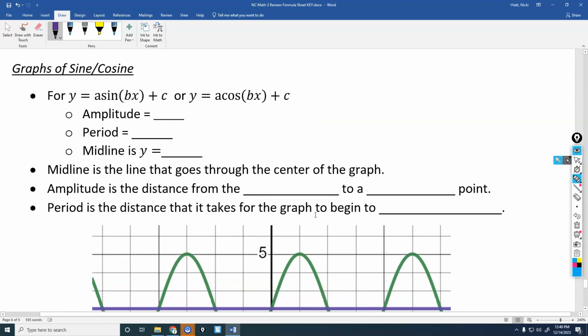Okay, just a couple more things. Graphs of sine and cosine, so like our wavy graphs here. The amplitude is the absolute value of A, which is always positive. The period of a graph is 2 pi divided by b. And the midline is y equals c.